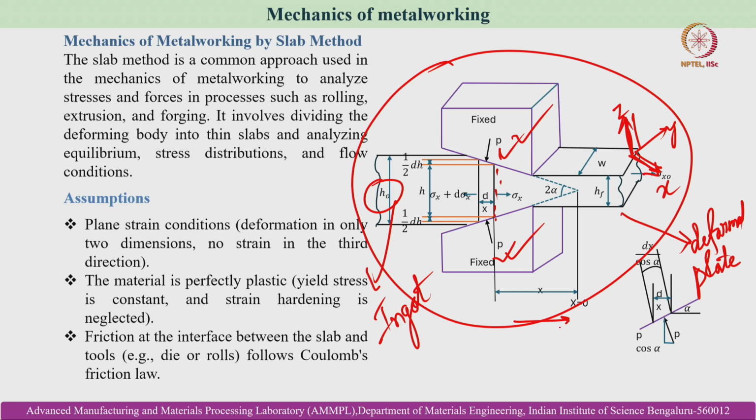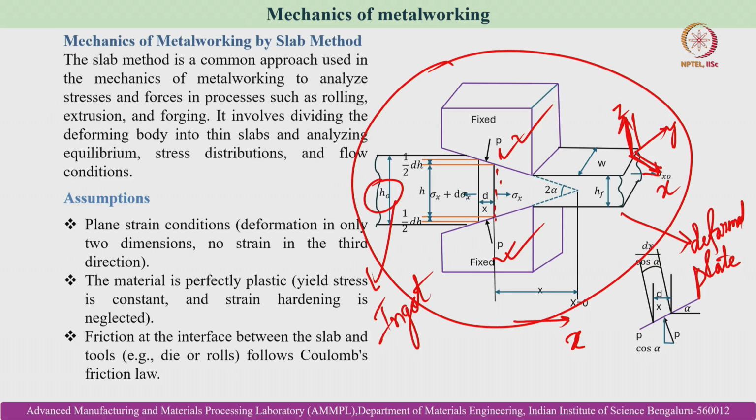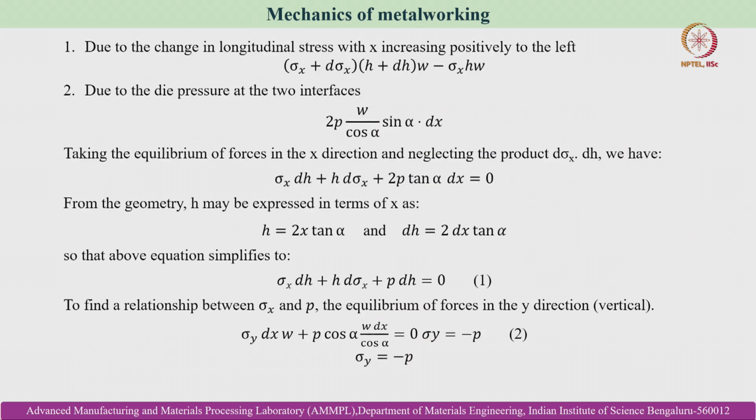So, along the x direction, hence it is 2 p sin alpha. So, 2 p sin alpha into dx by cos alpha into w. W is the width of the plate. Then, due to the die pressure at the two interfaces, taking the equilibrium of forces in the x direction and neglecting the product d sigma x dh, what will we get?